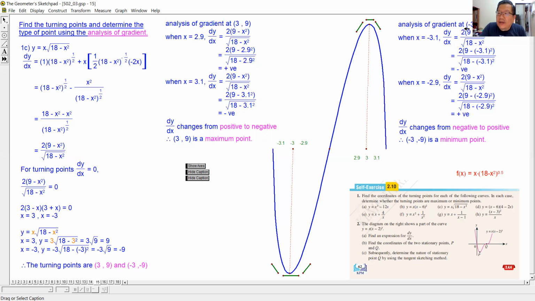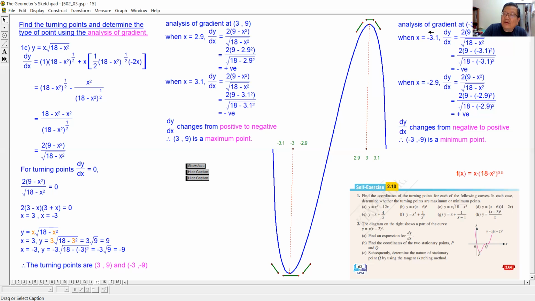I choose the other point. Sometimes you have only one point, but just in case you have 2 points, then you look at the second point, you do the same thing. Take a smaller value, then take a bigger value. Don't get it the wrong way round. If it's reversed, then everything will be wrong.